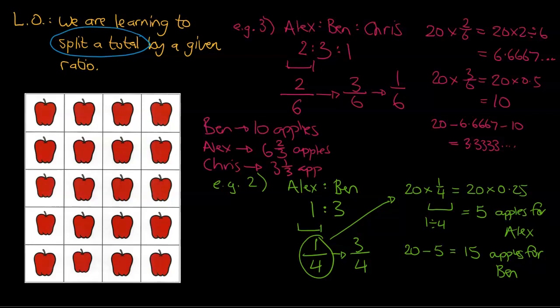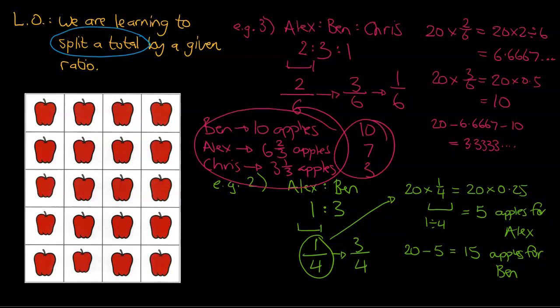Again, just a reminder, for the 1/3, they had to chop up an apple. So whilst these are the proper correct answers, I don't think in real life they'd chop the apples up into thirds. Probably what would happen is Ben would get 10, Alex would probably get 7 because that's closest to 6 2/3, and then Chris would get 3, because in the real world you're probably not going to chop up an apple like that. You'd probably just go, oh, close enough.